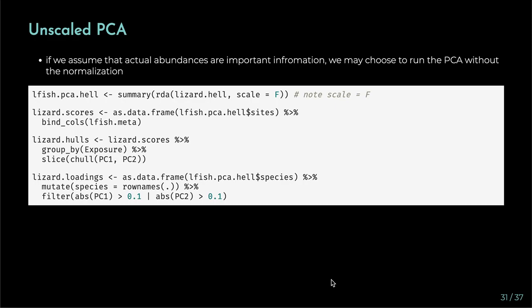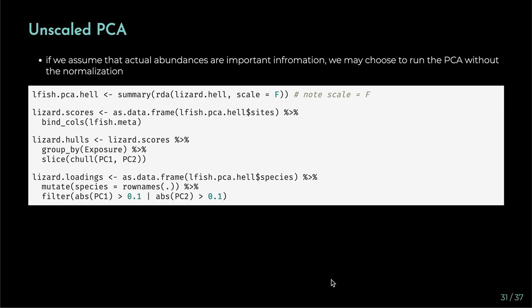We can also, in this case, unscale our PCA. So the rationale here is that the abundances of different species may actually be informative against each other, rather than just being a nuisance difference. So we're essentially taking into account that there are also differences in the abundances among species, not just within a species among sites.